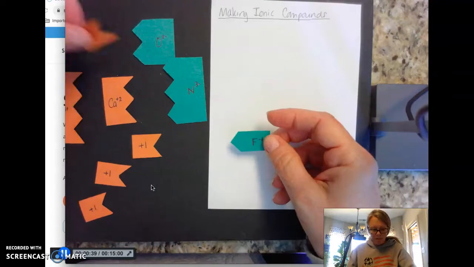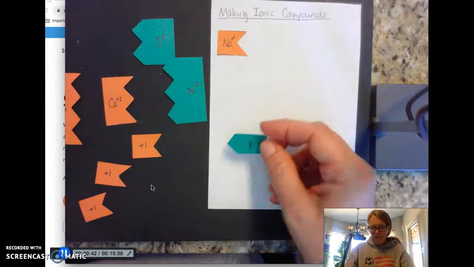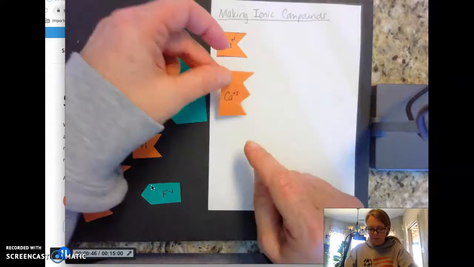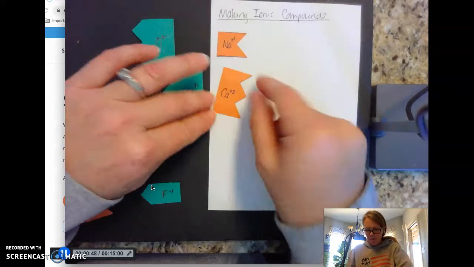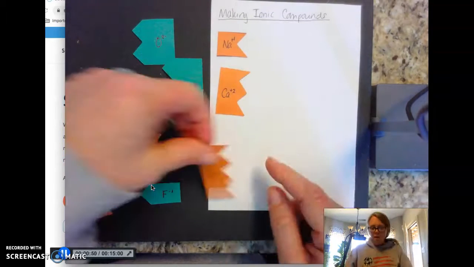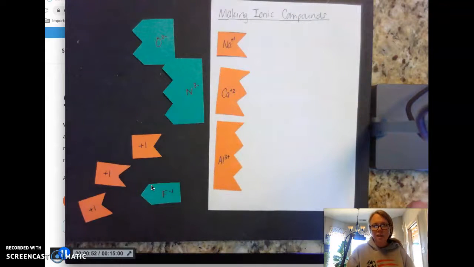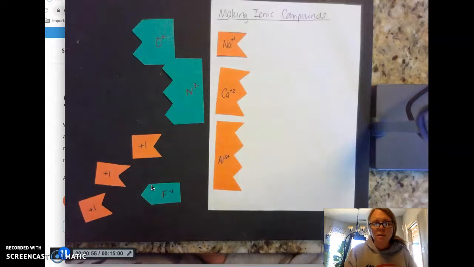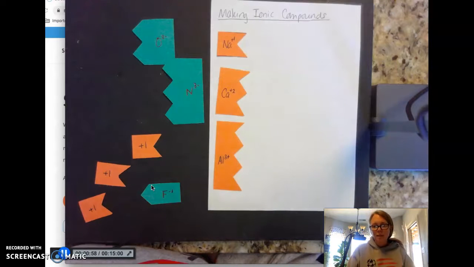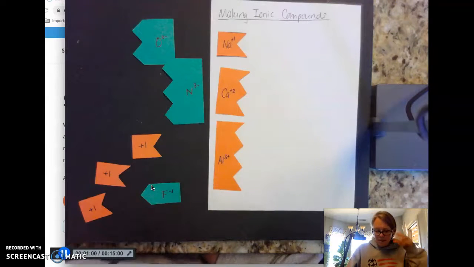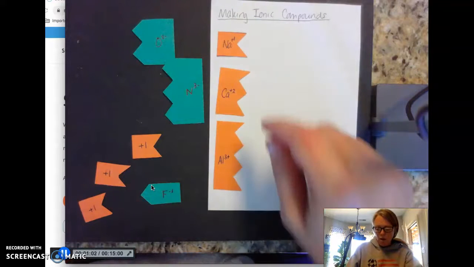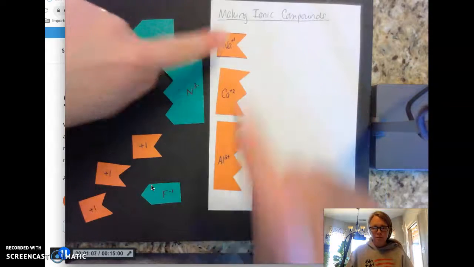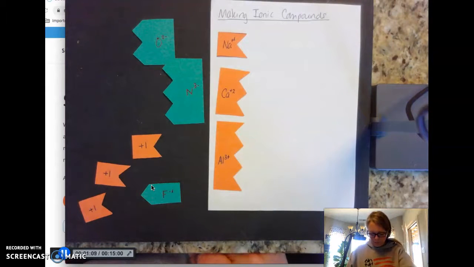These orange pieces are my cations. Here's a sodium +1, calcium +2, aluminum +3. What do you think they have in common? And what do you think that represents about that atom? Can you tell? So this is a sodium +1 cation, 1 positive charge. It has one little V-shaped indentation there.